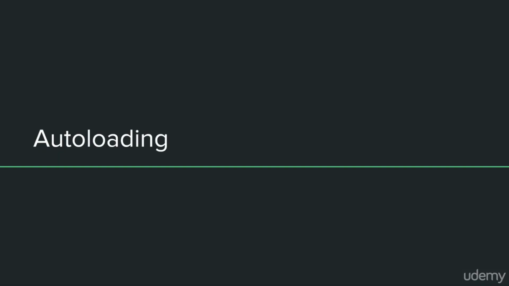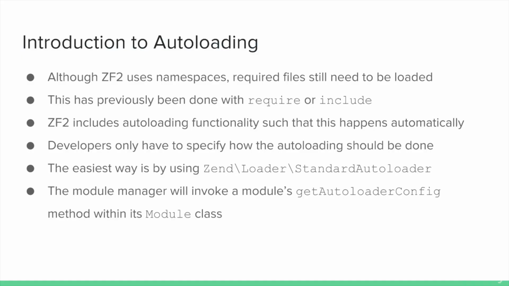So now moving on to talking a bit about autoloading. Although Zend Framework 2 uses namespaces, the required files still need to be loaded. If you have developed for PHP for a long time, you might remember the days when we were including files by using include or require. Zend Framework 2 includes this auto-loading functionality in a way that this happens automatically for us, so we don't have to worry about requiring or including the files that are necessary to run a piece of code. The only thing we have to do is to specify how this auto-loading should be done.